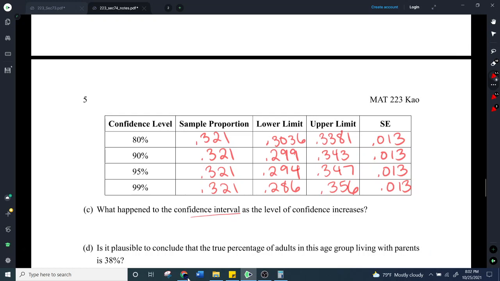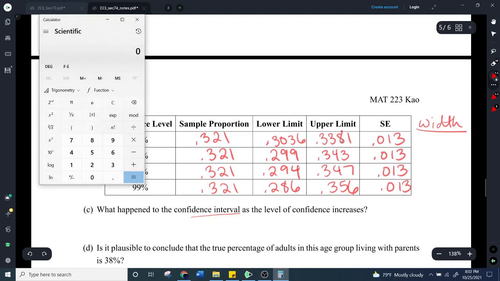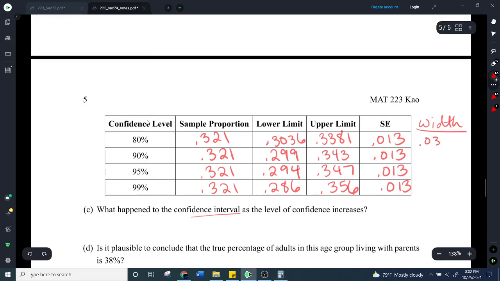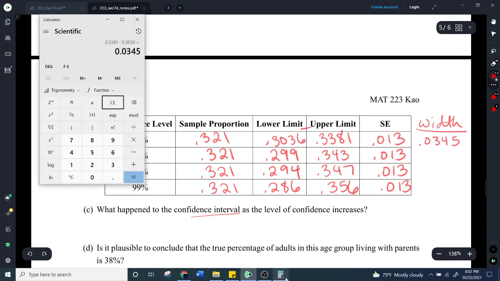So what they mean by that is really what they're asking about is the interval width. So what I want you to notice here is how wide did each of these get? Let's do a quick calculation of the width for each of these. So literally, what is the distance between the lower limit and the upper limit? So for the first one, I'm going to do 0.3381 minus 0.3036, and I get a width for that first interval of 0.0345. So I want you to see what I'm doing. All I'm doing is subtracting the upper limit minus the lower limit. That's all I did to get that number.